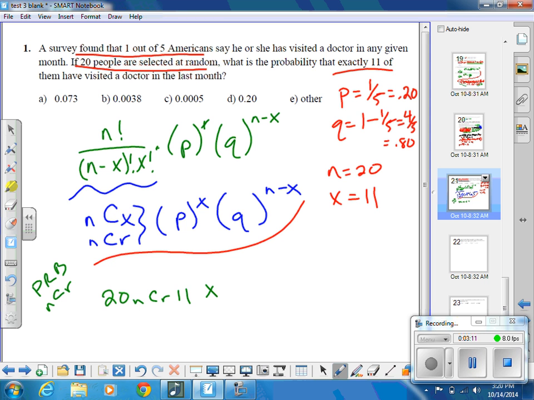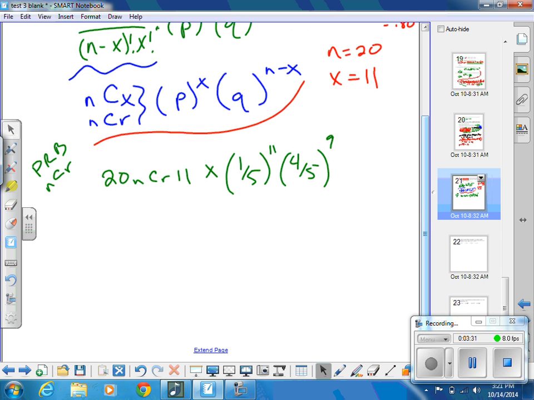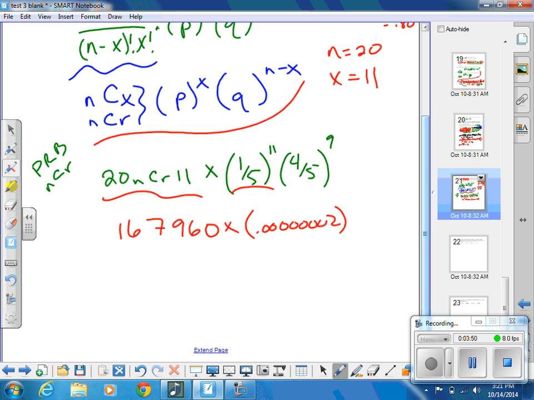So I have this first one, okay? And now I'm going to times it by 1/5 or 0.20, doesn't matter, to the 11th power. My q is 4/5, and 20 minus 11 is going to give me 9. So I can type all this into a calculator and get my answer, or I did it individually. So this came out to be this big old number here times this comes out to be a really teensy-weensy number. There's 7 zeros. 3, 4, 5, 6, 7, 2. And then this comes out to be a really long decimal as well.